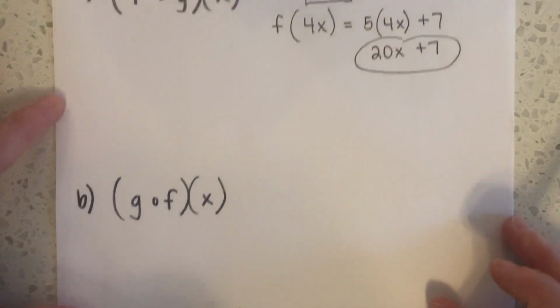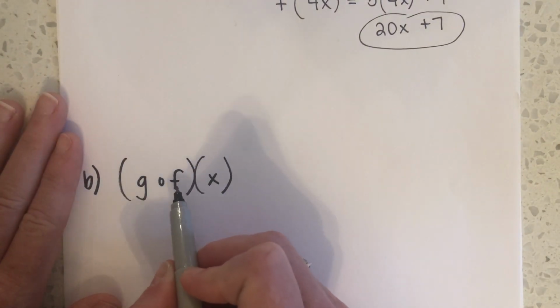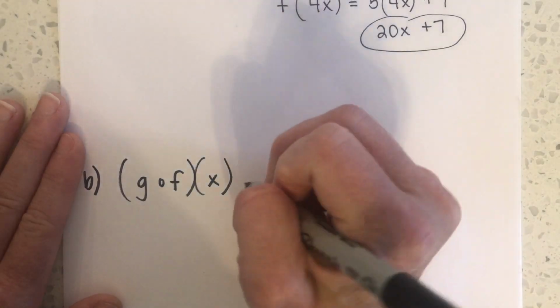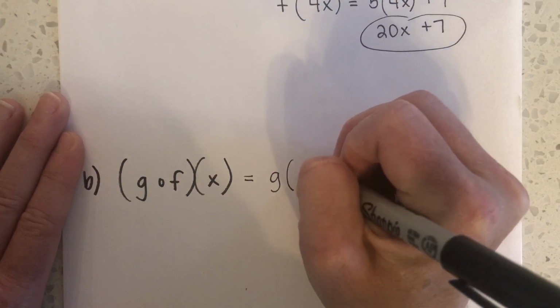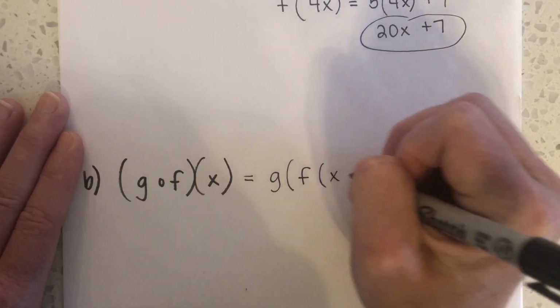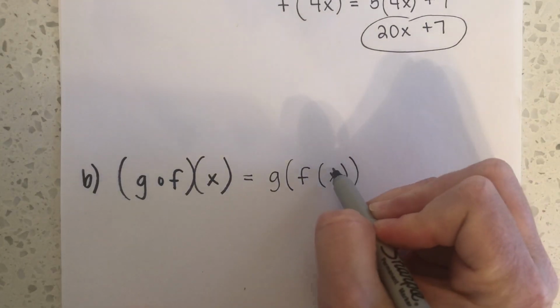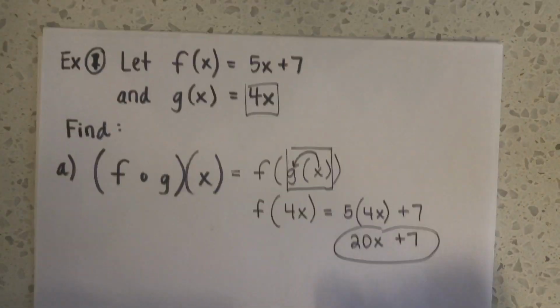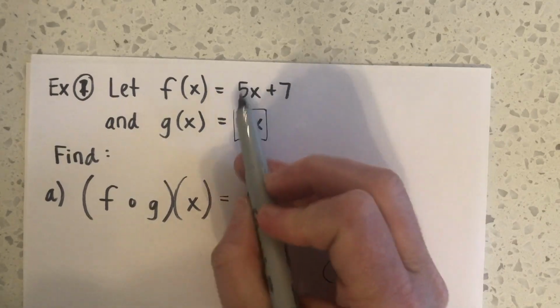All right, now they're going to ask you to find the reverse. They want you to find g of f of x. So that literally means to find g of f of x. So you start on the inside. First, they want you to plug x into f. But guys, guess what? x already got plugged into f. This is f of x right here.